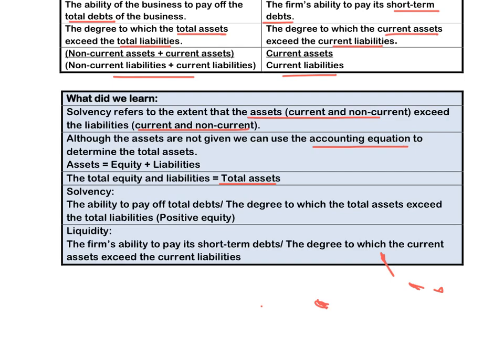Solvency is the ability to pay all your debts, so the degree to which the total assets exceed the total liabilities. Liquidity is the firm's ability to pay short-term debts, so that is the degree to which the current assets exceed the current liabilities.